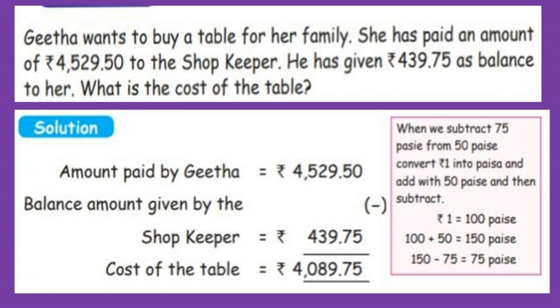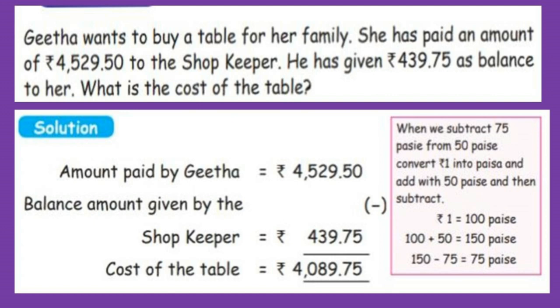Now what we are going to do is subtract both the things, that is the amount paid by Geeta and the balance amount. If you subtract, you will get the answer, the cost of the table. Let us see the solution.